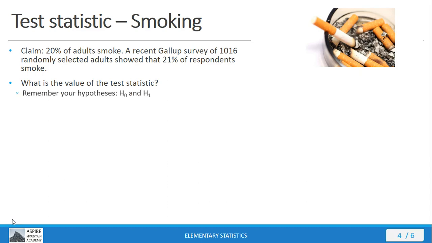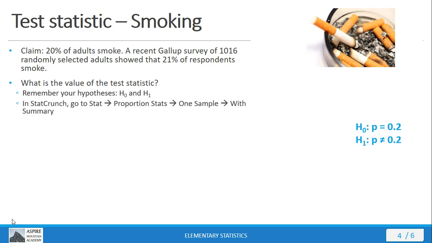Well, first we go to our null and alternative hypothesis. So the null hypothesis, a statement of equality. The alternative hypothesis typically reflects the claim, but here, because the claim has a semblance of equality to it, we have to take the complement of the claim as our alternative hypothesis.